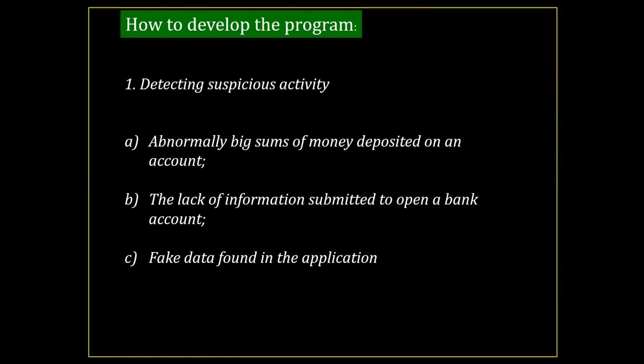The next thing that we are going to talk about is how to develop the program. We have made up a guide containing the key components and a summary of all the steps needed to develop an effective compliance program. The first one is detecting suspicious activity. The first goal is to quickly expose money laundering associated activities. Abnormally big sums of money deposited on an account. The second one is the lack of information submitted to open a bank account. The third one is fake data found in the application. The full list of suspicious triggers could be found here.